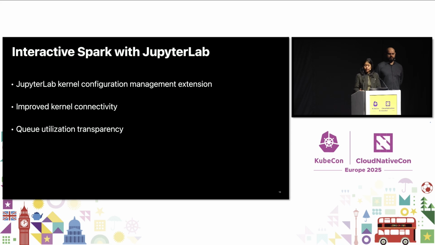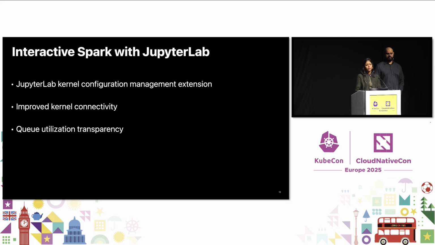So we improved our interactive Spark experience here with further improvement with Jupyter Lab. We built in a Jupyter Lab plugin for kernel configuration management to reduce the friction and to allow users to do everything in the same environment. We made the improvement in Jupyter kernel connectivity.